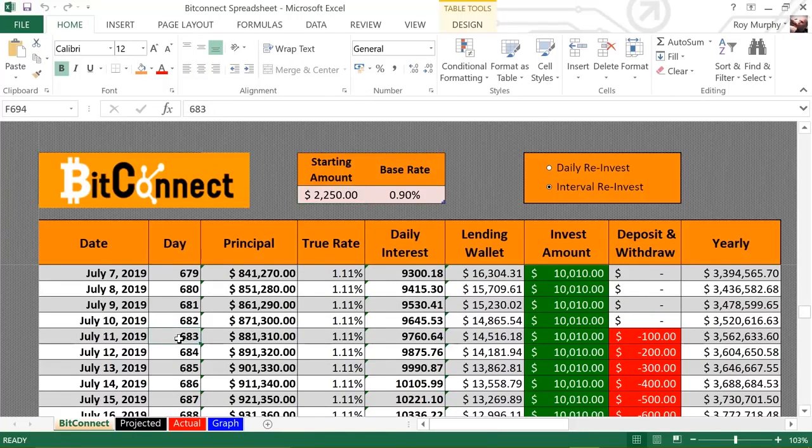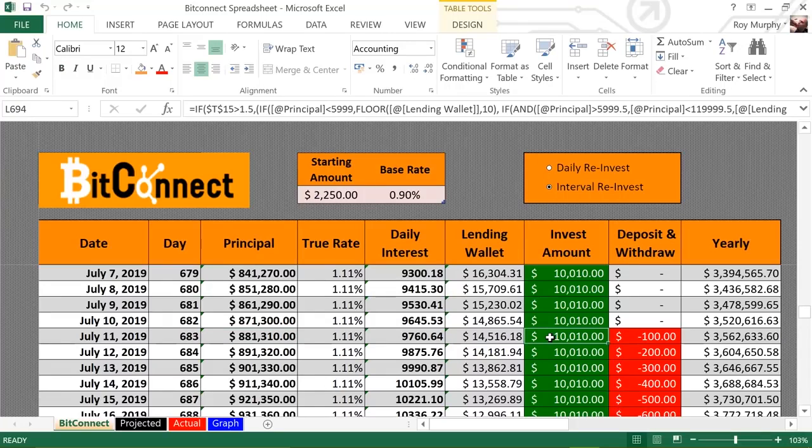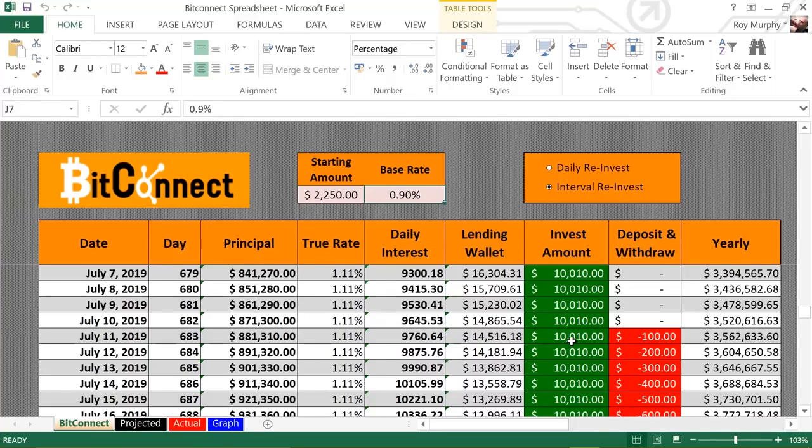683. On July the 11th, 2019, this calculator is telling me my principal will be $881,000. I will be averaging a daily investment amount of over $10,000. I'm getting an extra 0.25% on my average base rate of 0.9. And here we stop being greedy, because we start to do our own compounding as we take our money out every single day. It starts off low because we haven't quite hit the $10,000 a day mark.